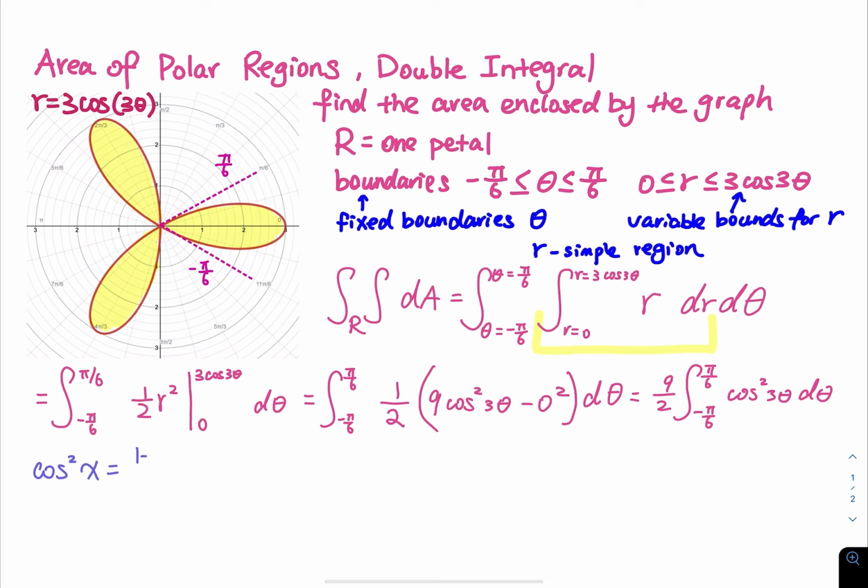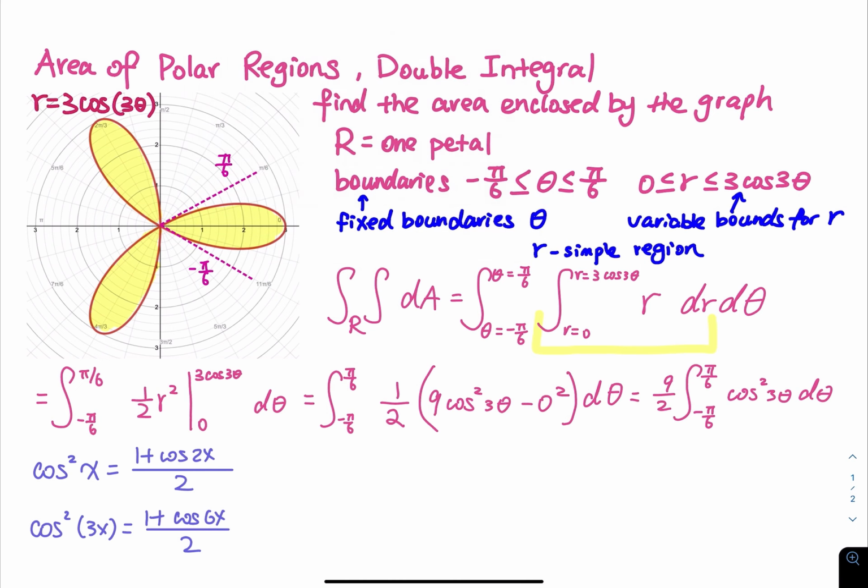That is equal to 1 plus cosine of 2x divided by 2. This is from the double angle formula of cosine. And if you have cosine squared of 3x, then on the other side you have to triple the number in front of x. So this will be 1 plus cosine of what? 6x divided by 2. You only triple the number right next to x.